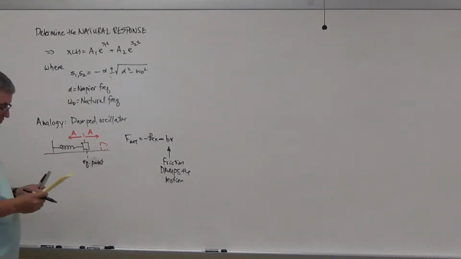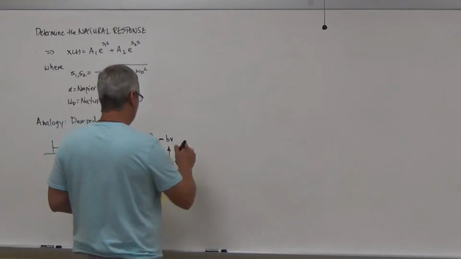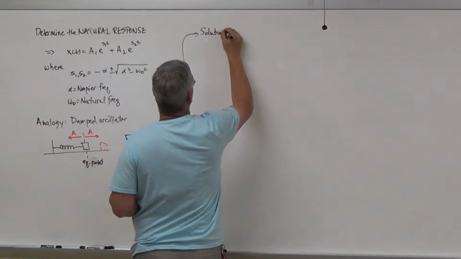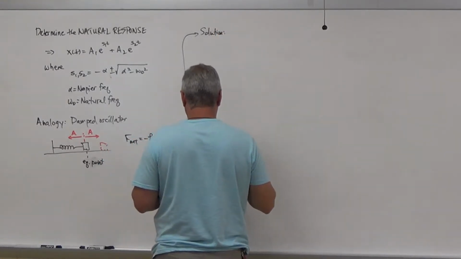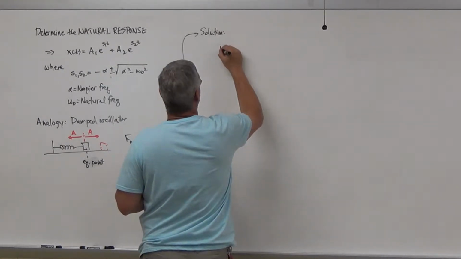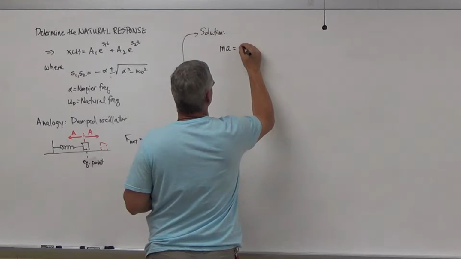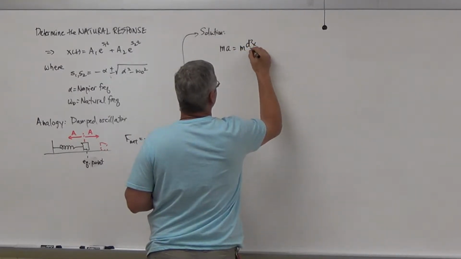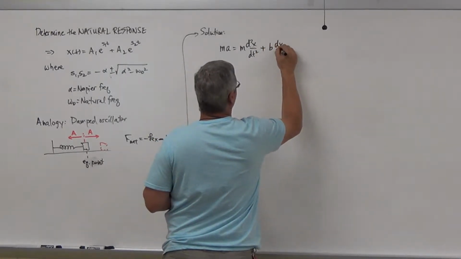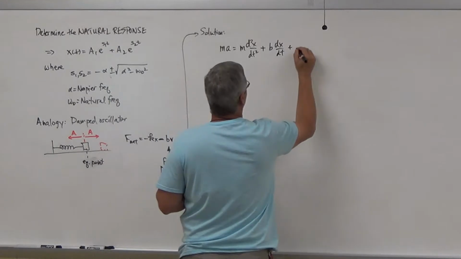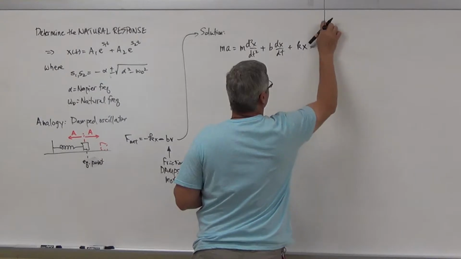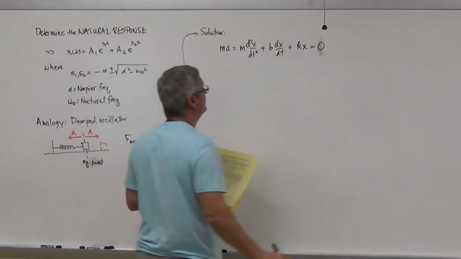And when you solve this problem, depending on the friction, you can have a solution to this equation. And what you get is an equation that looks something like this. You'll get mass times acceleration, which is m d2x/dt2, which is then equal to plus b dx/dt plus kx equals to some source, let's say, if there's no source here, it's got to be 0.